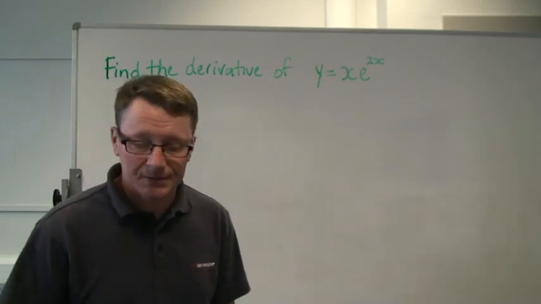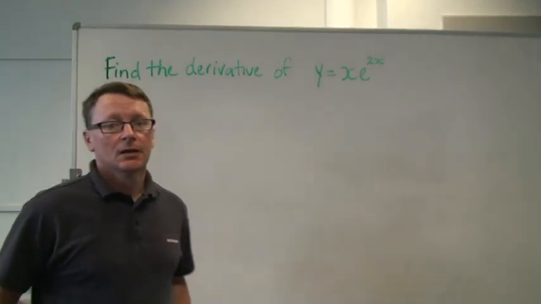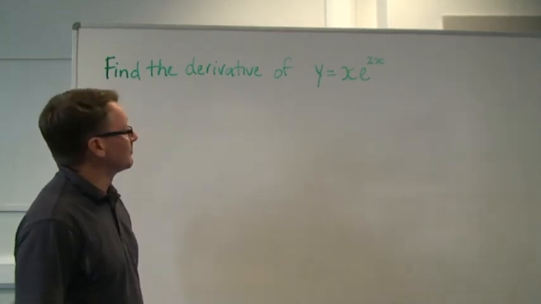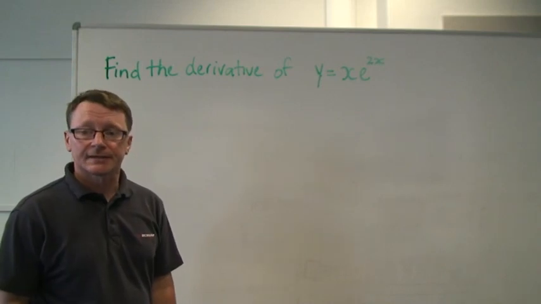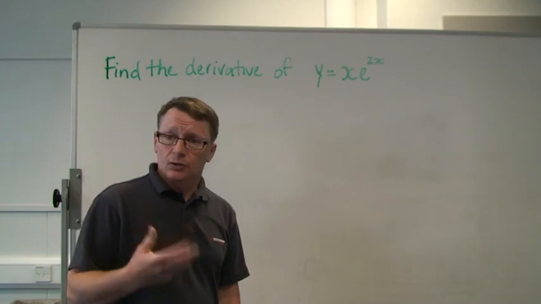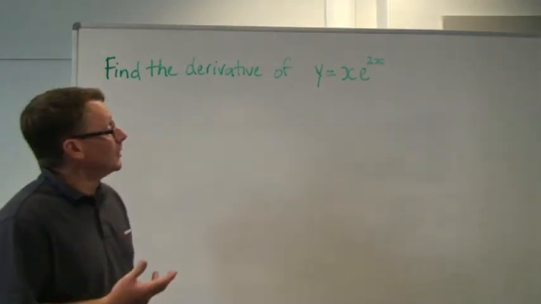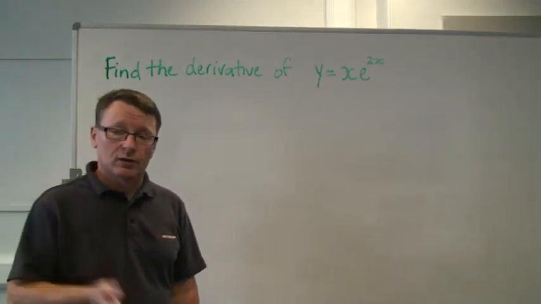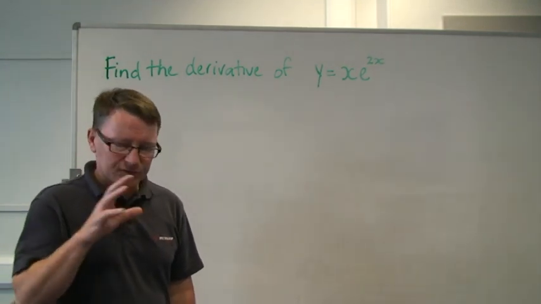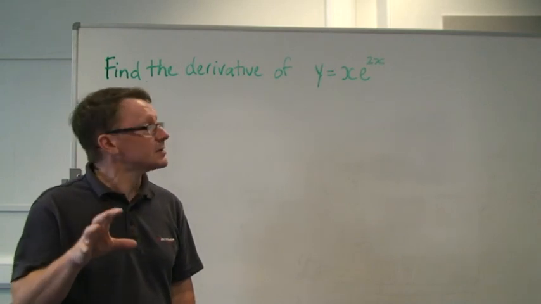Hello. Today we're going to look at this derivative here, this problem. Find the derivative of y equals x e to the 2x. Now, at first glance, it looks fairly straightforward, but you won't find that in your list of standard derivatives. And that's really where the problem lies.